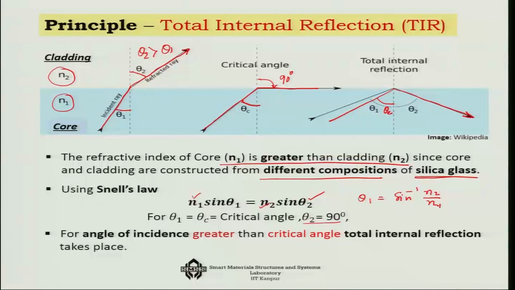That is a very important point. We will later see that there is a cone angle beyond which it actually does not work. So, it has to be ensured that total internal reflection takes place. The angle of incidence has to be greater than the critical angle for total internal reflection to take place.